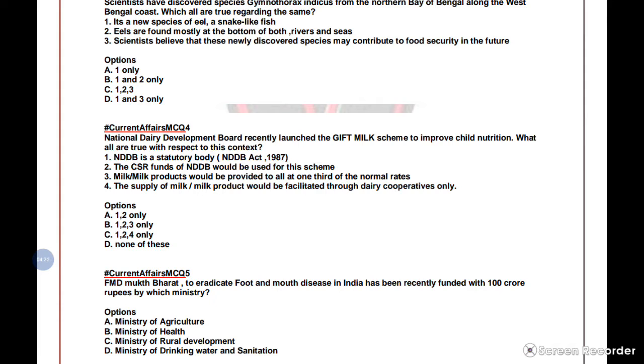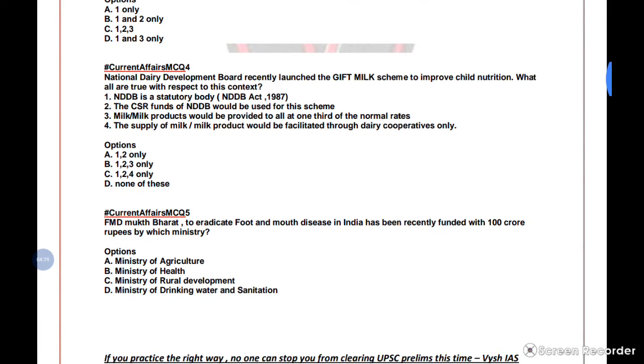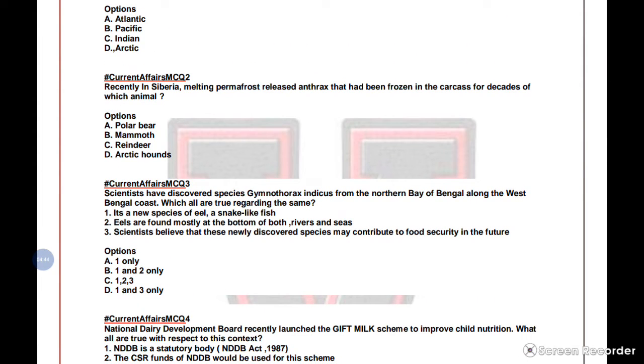Okay, 4 statements. Now, the fifth question, the last question which I will show you today: FMD Mukt Bharat. FMD is foot and mouth disease. So, foot and mouth disease in India has recently been funded with 100 crore. Which ministry has done it? It's a very simple, straightforward question. If you have read the article, you can do it, or if you know what foot and mouth disease is, you can do it. These are the 5 questions. Now, I'll show the answers for this.